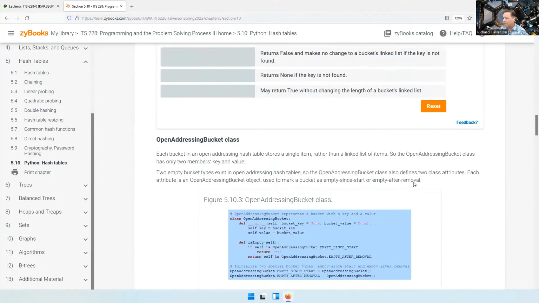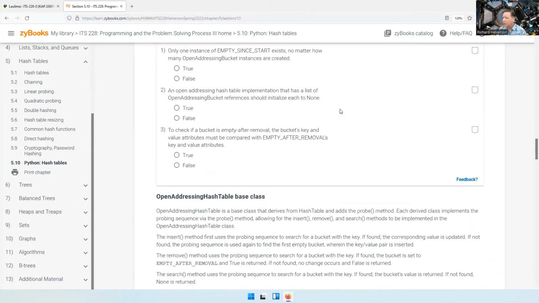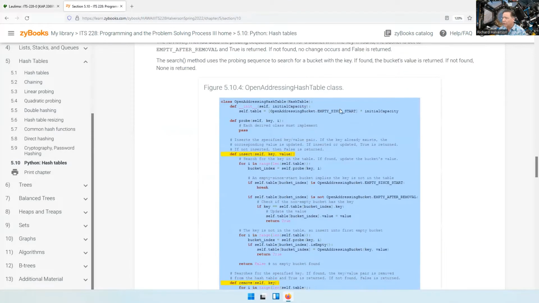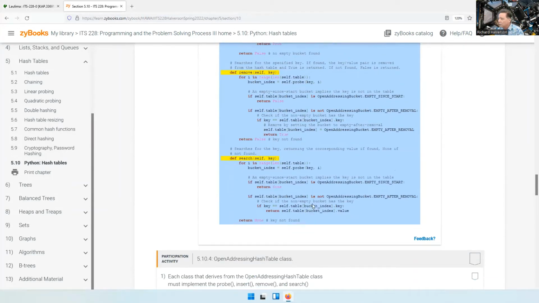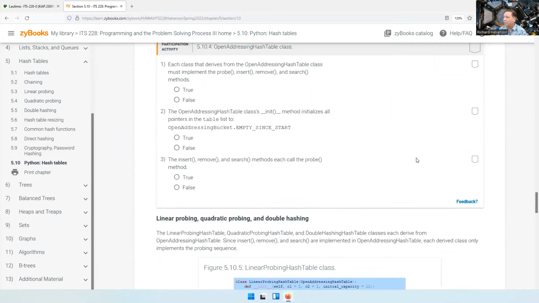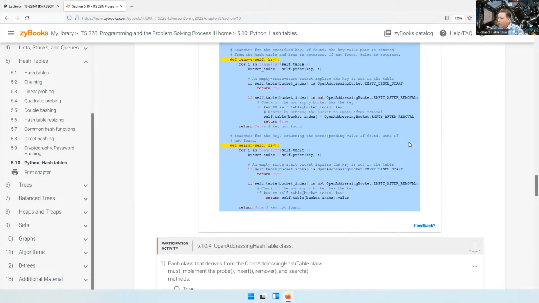And open addressing, the bucket, open addressing bucket class, and for inserting, removing, and searching, it's the same thing. It goes on to the, so you can see how that works. Here's linear probing. I think I might have gotten this.